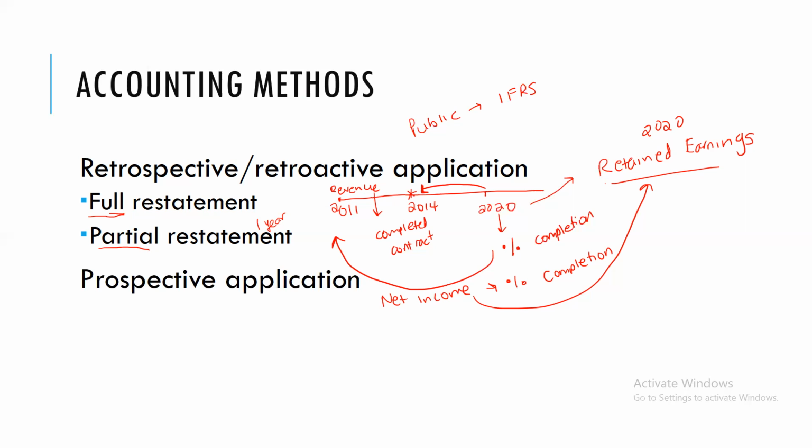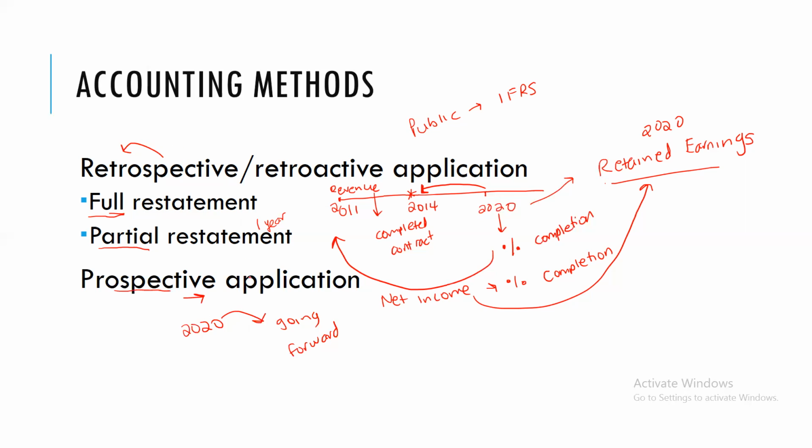And then we also have something called prospective application. So it's either going to be retrospective, full if you can, partial if you can't, or it's going to be prospective application. Prospective application means if you change something in 2020, going forward, you're making that change. You're not going back and changing anything from previous years. You're not changing your retained earnings for 2020. So prospective means going forward, you're making the change. Retrospective means you have to go back and make the change or determine what your retained earnings would be if you made that change.